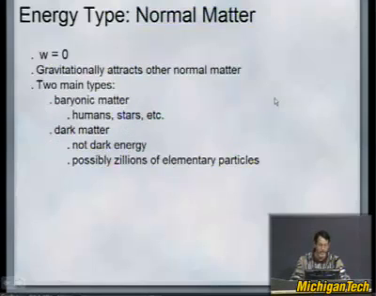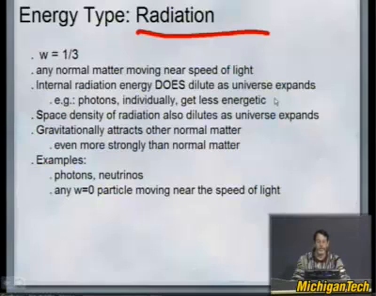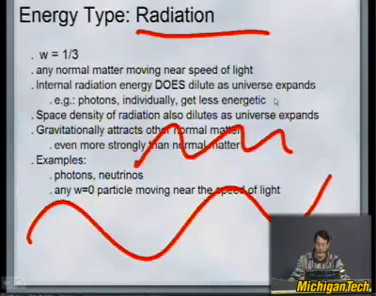Next on the roll call, more normal matter stuff, is radiation. So radiation actually has pressure. It is more gravitationally attractive than normal matter. It does dilute as the universe expands even faster than regular matter because early in the universe it is like this, and then it becomes less energetic as the wavelength increases. Types of radiation are well known, like photons and neutrinos.